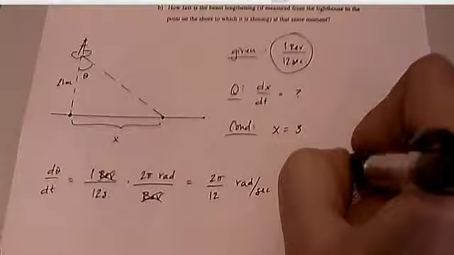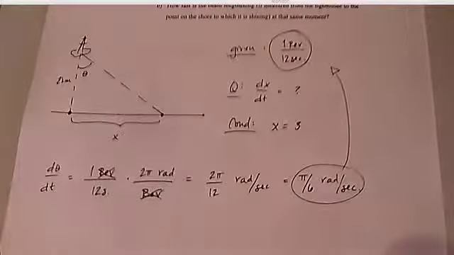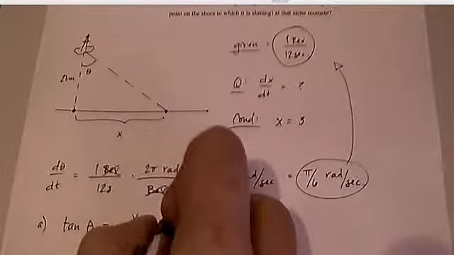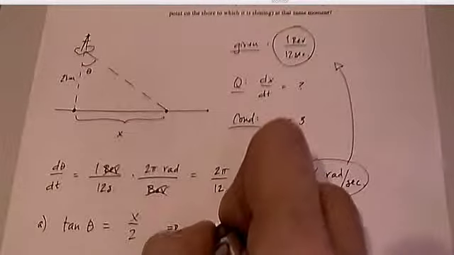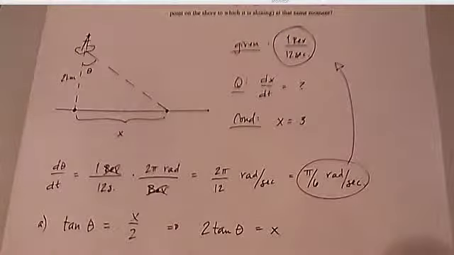Okay? This kind of goes back up here for our given information. How do I relate theta and x? I have d theta dt. I want dx dt. Well, this is opposite and adjacent, so I know that in part A, it's going to be tangent of theta is equal to x over 2, or 2 tangent theta is equal to x.